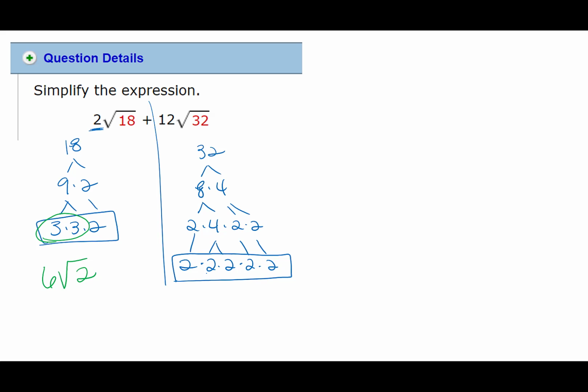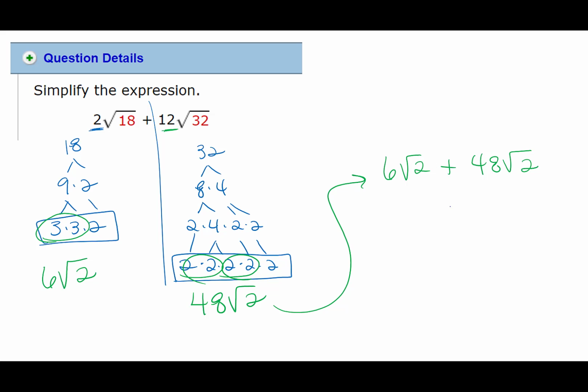Now looking at the factor tree for 32, there are 2 pairs of 2's. There was already a 12 on the outside. We'll multiply two 2's, which is a 4, times that 12 to get 48 square roots of 2. Now the problem is 6 square roots of 2 plus 48 square roots of 2, which is a total of 54 square roots of 2 as a final answer.